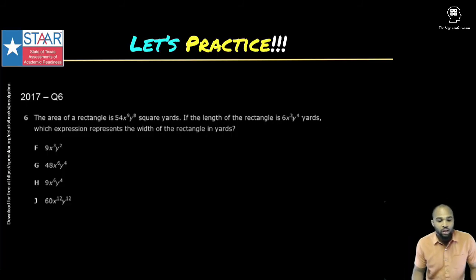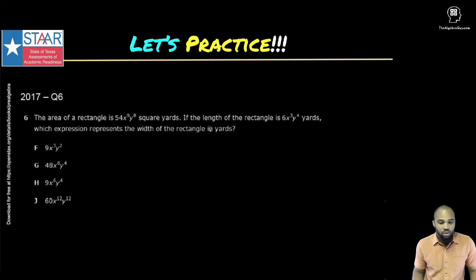So let's do a couple of STAAR problems. Now this is actually a problem that I should have saved for our next lesson because it involves division. But let's see if we can set it up so we can get it. The area of a rectangle is 54x to the 9th y to the 8th square yards. If the length of the rectangle is 6x cubed y to the 4th yards, which expression represents the width?